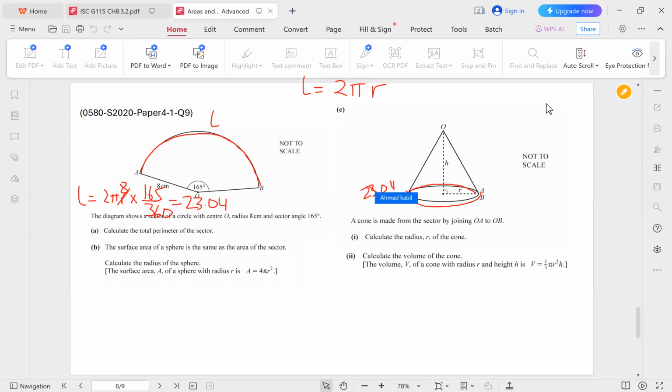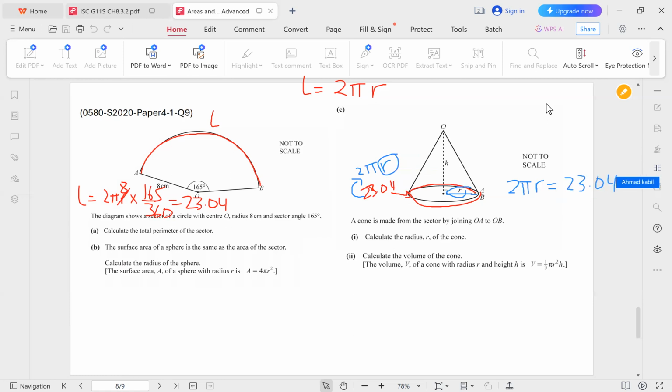And this can help us to get this radius here, which is the radius of the base of the cone. And it's not the same as the radius of the sector, of course. It's not going to be 8. We need to calculate it. So how do we calculate it? Simply by understanding that this is the parameter of the circle. And this r here is the r that we want.